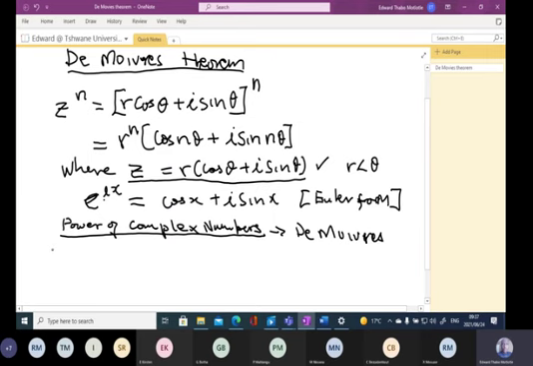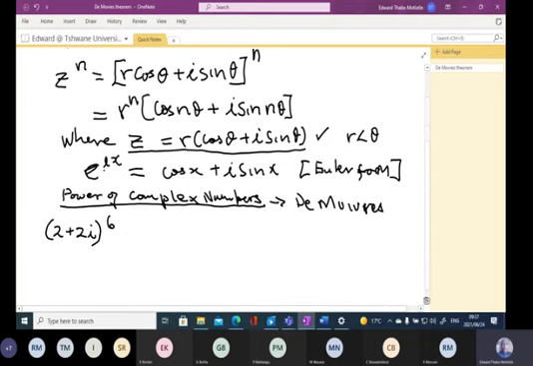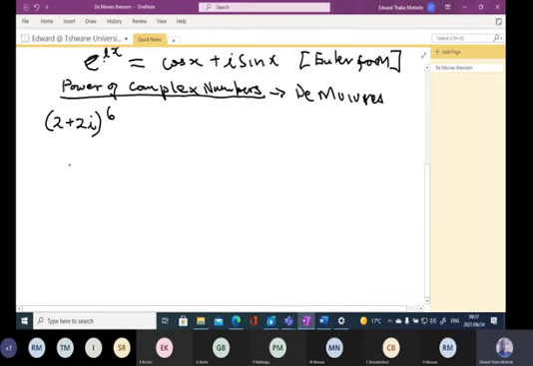So let's say you are asked to calculate (2 plus 2i) to the power 6. This is how I'm going to approach it. We start first by determining the value of r. r is equal to the magnitude of z, which is equal to the square root of 2 squared plus 2 squared in this case, and this is equal to root 8.